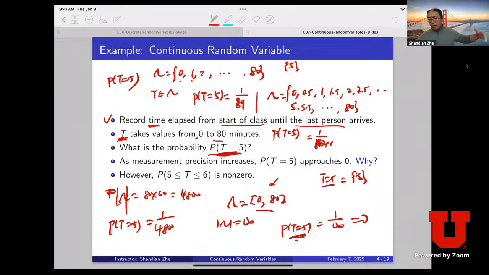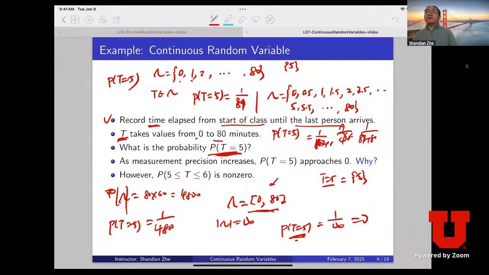And when a sample space only contains minutes, 0, 1, 2, up to 80, you got probability 1 over 81, right? If we contain minutes and half minutes, it becomes 1 over 161, right? But when you keep increasing, it's like I take a more and more accurate watch, until eventually my watch is so good that for any possible time, I can record it, right? That means your sample space becomes a continuous interval.